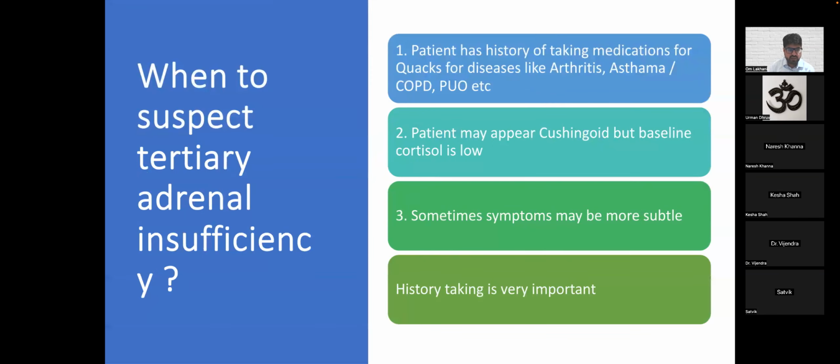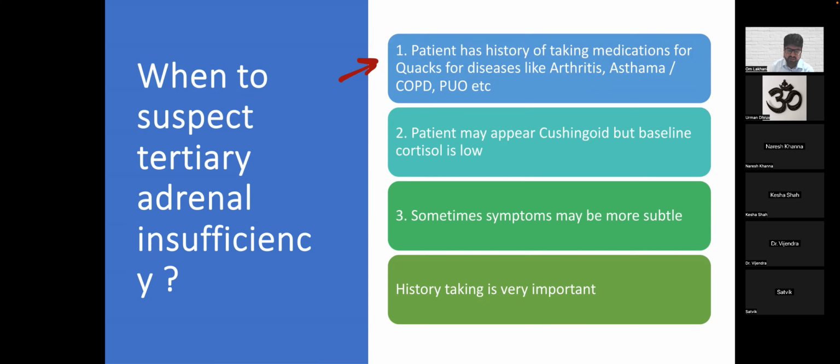Moving ahead, when do you suspect tertiary adrenal insufficiency? When should you suspect a patient having tertiary adrenal insufficiency? Patients taking medications, often from quacks, for diseases like arthritis or asthma or COPD. When you have some adulterated medications, often you don't know what the patient has, and a lot of the times when the patient says "mera asthma tha aur theek ho gaya", think of glucocorticoids being given to the patient. The patient would be on glucocorticoids unless proven otherwise.